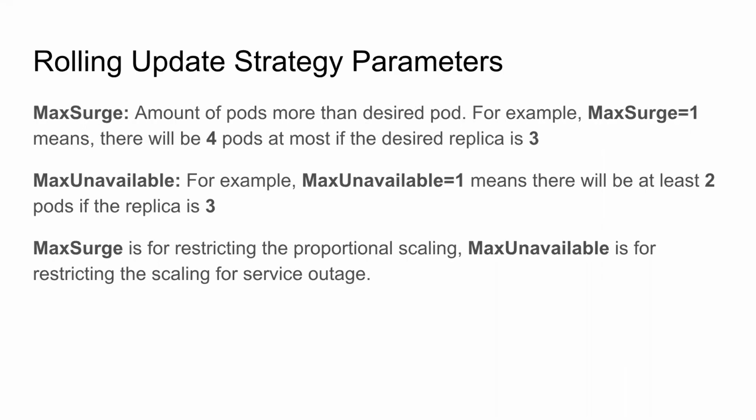During the rolling update strategy, we can configure some parameters. There are lots of parameters, but those are the basic ones. Max surge means amount of pods more than desired pod. For example, max surge equal to 1 means there will be 4 pods at most if desired replica is 3. So here, let's say that you have a service, and that service routes traffic to the 3 pods at the backend.